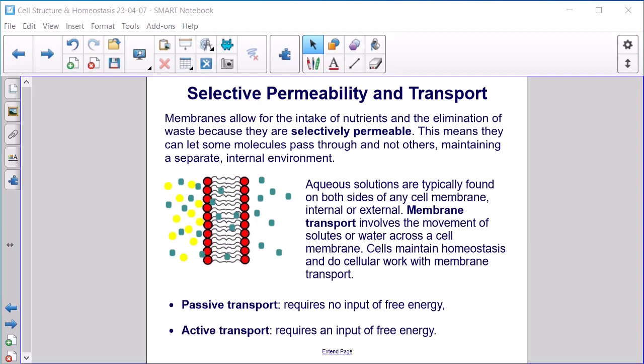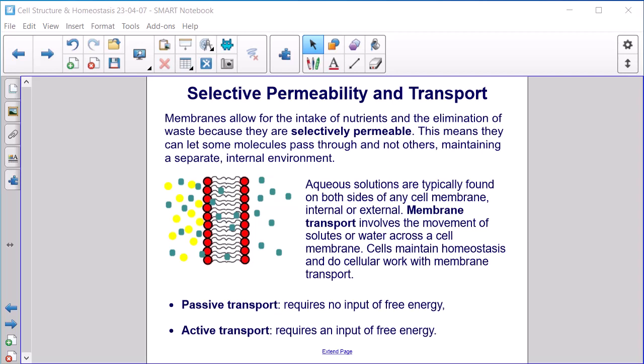Selective permeability and transport. Membranes allow for the intake of nutrients and the elimination of waste because they are selectively permeable. This means they can let some molecules pass through and not others, maintaining a separate internal environment. Aqueous solutions are typically found on both sides of any cell membrane, internal or external.